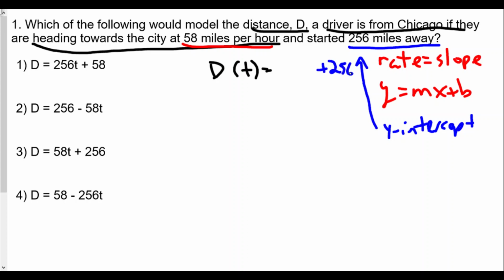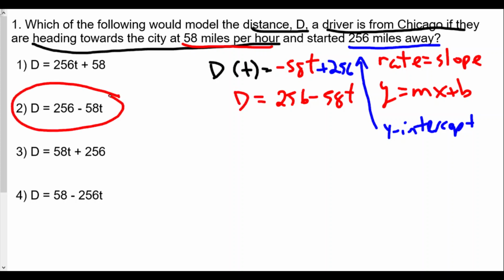So that rate of 58 miles per hour is going to be, in this case, reducing the distance, meaning it's going to cut into the distance from Chicago. So instead of being positive 58, it would be negative 58t. Every hour, we're decreasing the distance the driver is away from Chicago. So we could rewrite this as 256 minus 58t, and that looks like choice number 2. So d is equal to 256 minus 58t.